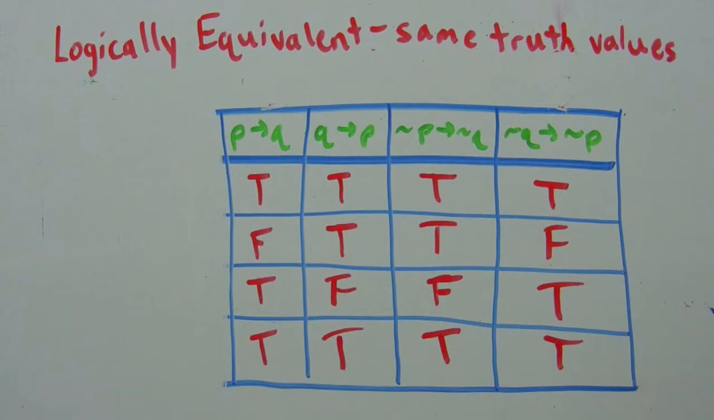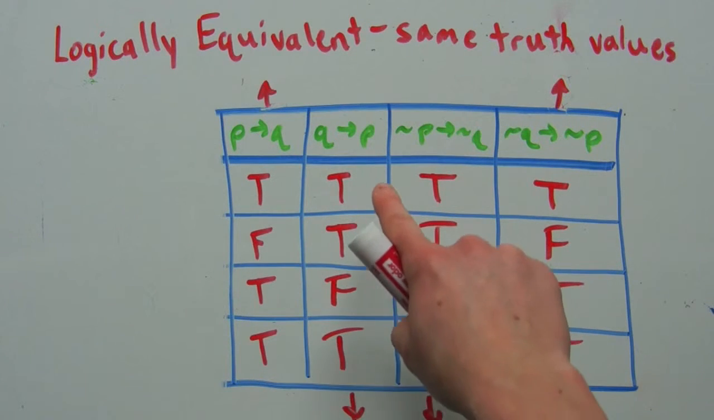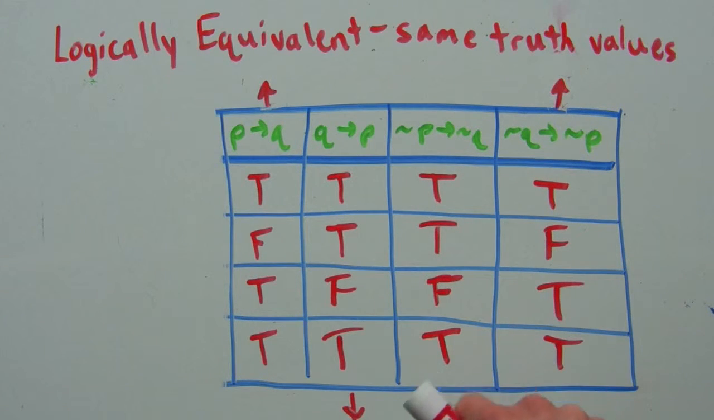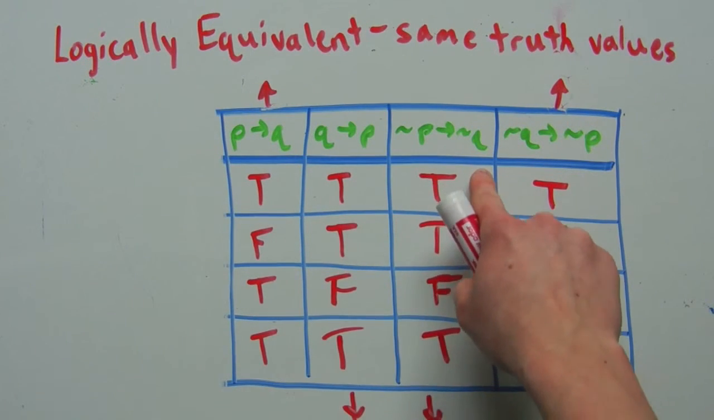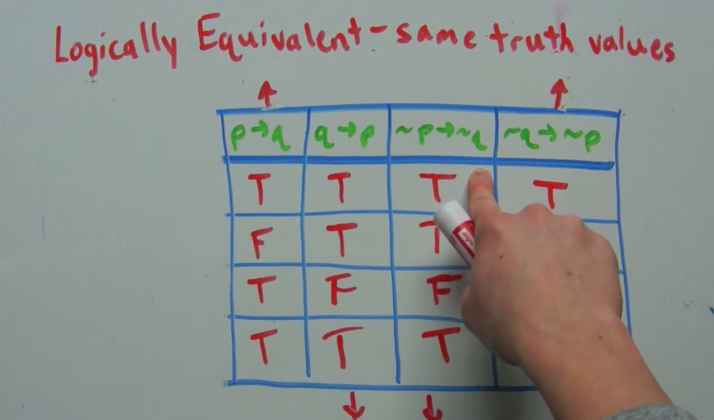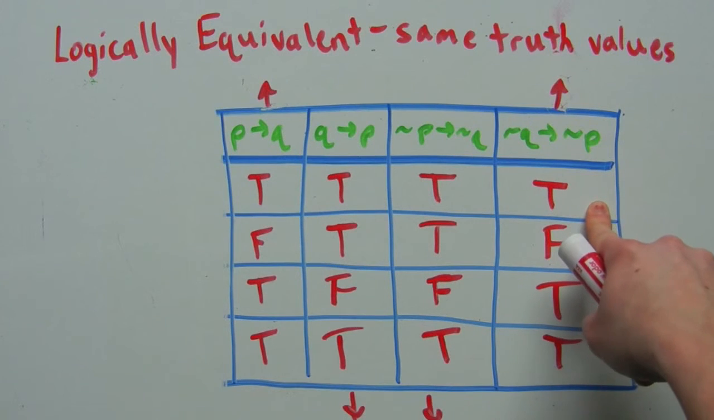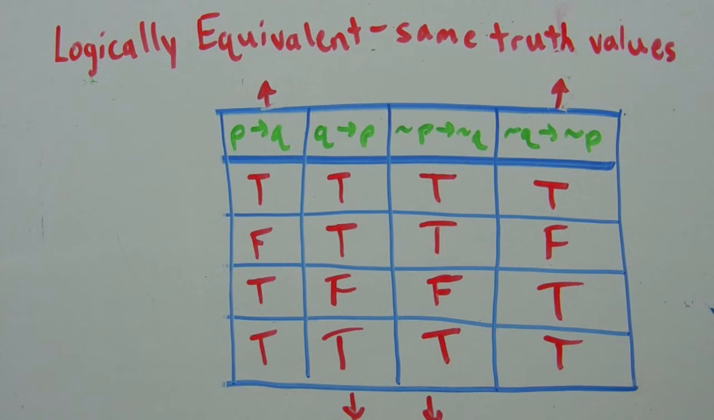If you notice, there's 2 more if-then statements that also are logically equivalent, and that's the converse and the inverse. True, true, false, true. True, true, false, true. So the converse and the inverse are logically equivalent, just as the conditional and the contrapositive are logically equivalent. And in order for them to be logically equivalent, they must share all of the same truth values.